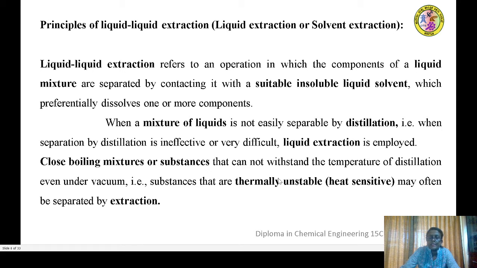Whenever heat sensitive materials are to be separated using distillation, then vacuum distillation is carried out. You know this fact. Even in that condition, if the substances are so sensitive that they cannot withstand the temperature, then the only alternative is liquid extraction.